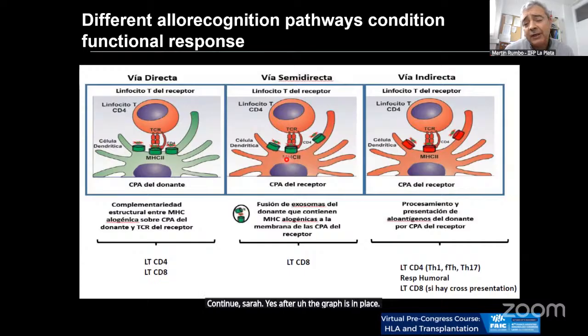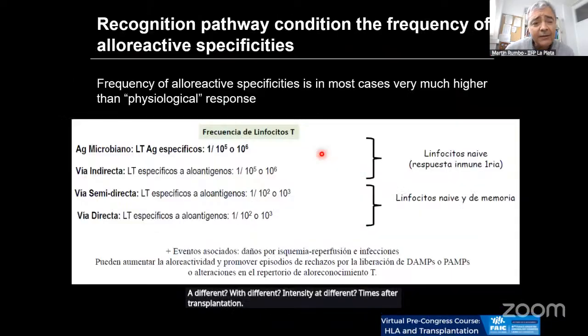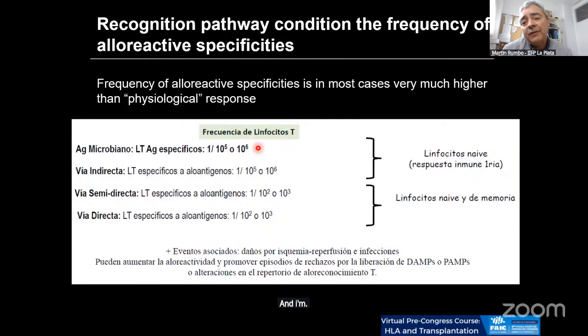So these three pathways have been recognized as different drivers of allogenic reactions with different intensity at different times after transplantation. And one of the other important concepts is that the frequency of the alloreactive species is much higher than the physiological frequency of lymphocyte activation at a foreign antigen, especially when the full MHC molecule is involved.